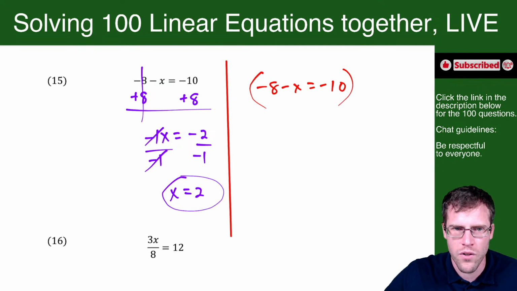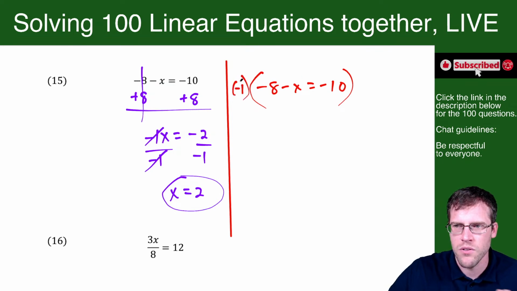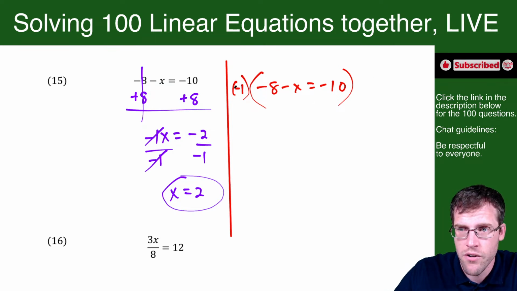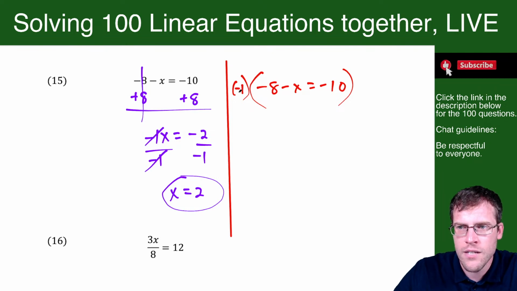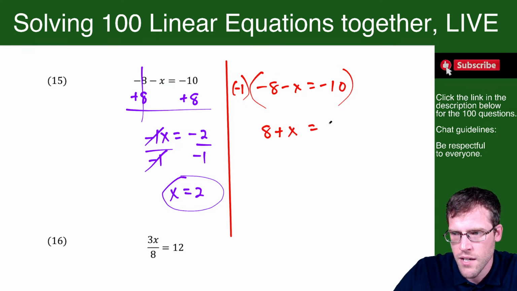One move you're allowed to do in algebra is you can multiply everything by the same number. And if I put parentheses around the entire equation, that means multiply everything in the equation by, in this case, -1. Because if I do -1 times -8, that's +8. -1 times -x is +x.